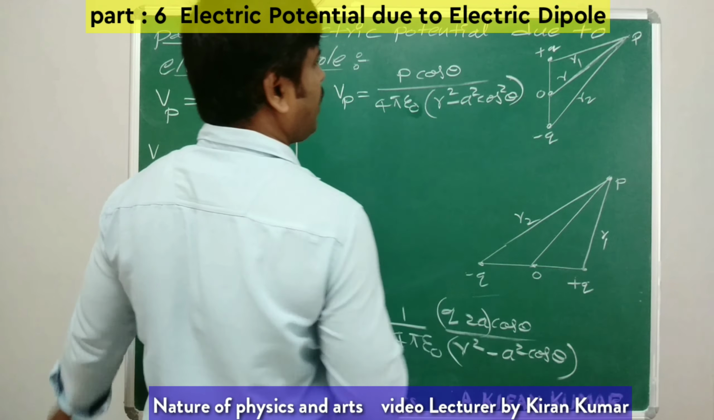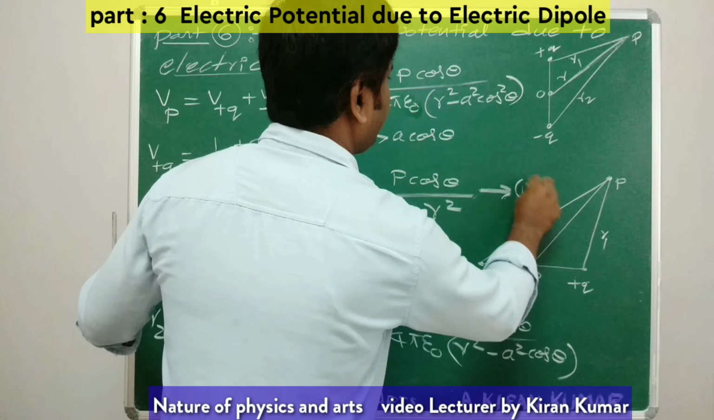Try to understand. Next, R is very much greater than A cos theta, so the A cos theta term is neglected in the denominator of the electric potential. The resultant equation is Vp equal to P cos theta divided by 4 pi epsilon naught into R square. This is equation number 1.